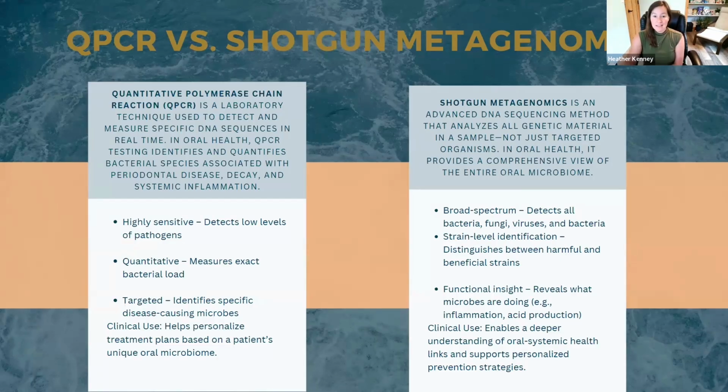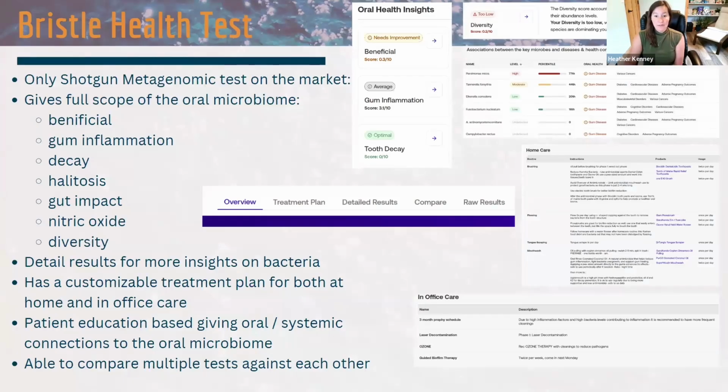So the Bristol test is going to give you a beneficial reading, a gum inflammation reading, a tooth decay score, a halitosis score, a gut impact score, and a nitric oxide score. It also covers diversity. It's really important to understand diversity because, depending on how many pathology are in there, we want a diverse amount of different bacteria. Sometimes we can have diversity issues that can also drive dysbiosis problems.